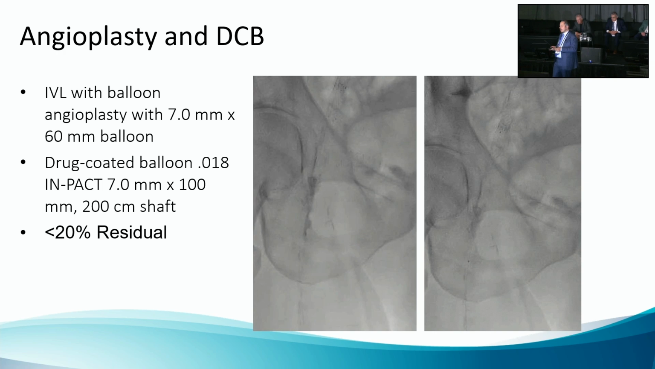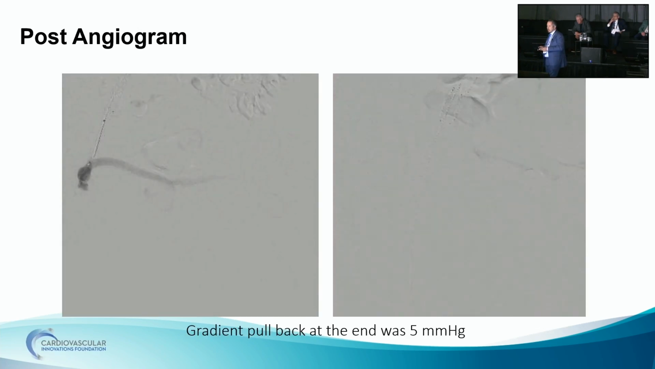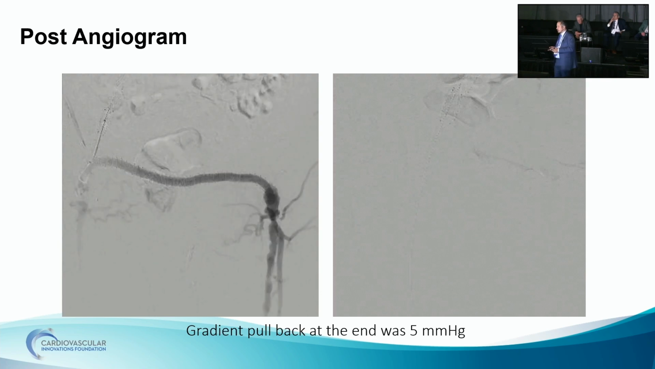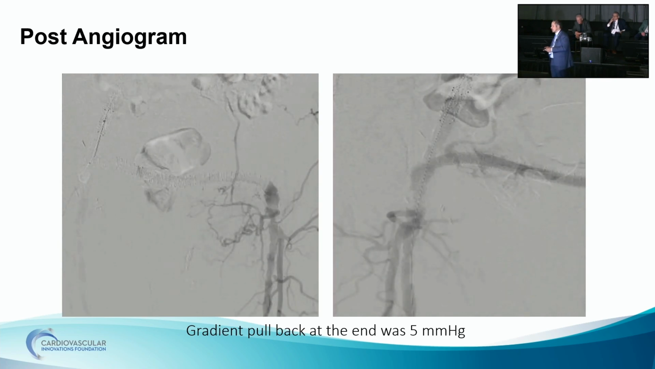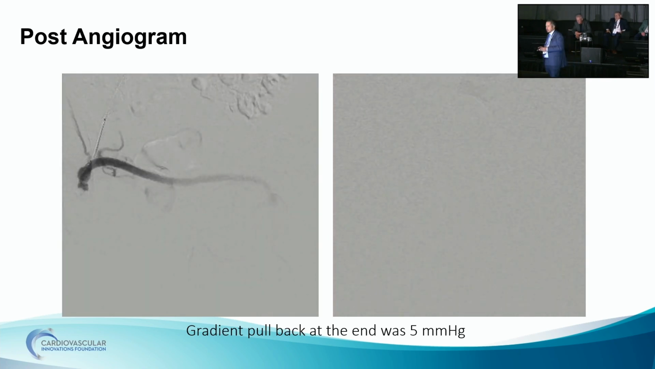And we ended up doing an angioplasty and actually IVL in this case as well, followed by a 7x100 DCB. We had a less than 20% residual. We did a gradient across it, and there was less than 5 millimeter gradient. And this is our final result. You see a nice profunda that we didn't see before.